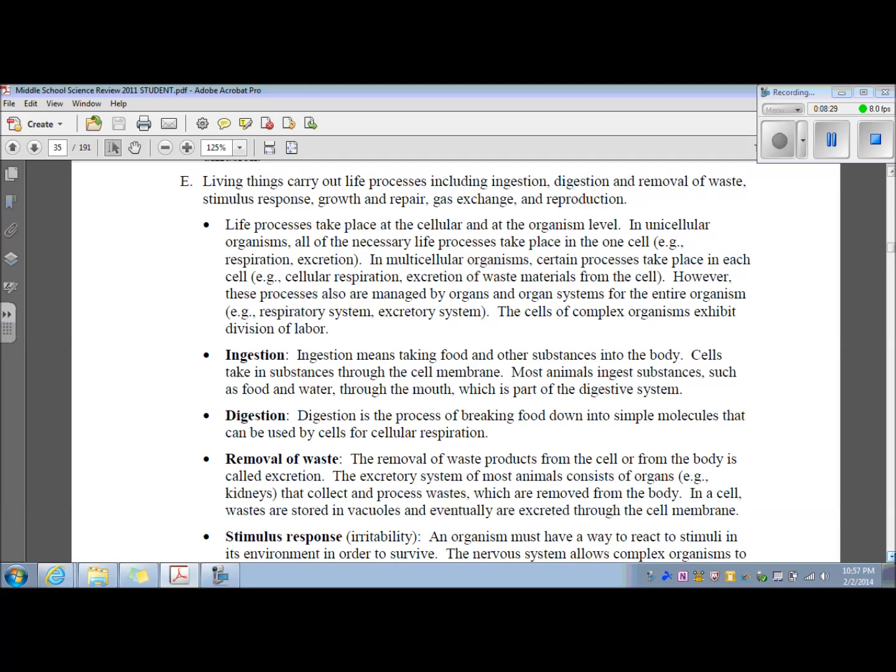Digestion. Digestion is the process of breaking food down into simple molecules that can be used by cells for cellular respiration. Removal of waste. The removal of waste products from the cell or from the body is called excretion. The excretory system of most animals consists of organs, such as the kidneys, that collect and process waste, which are removed from the body. In a cell, wastes are stored in vacuoles and eventually are excreted through the cell membrane.